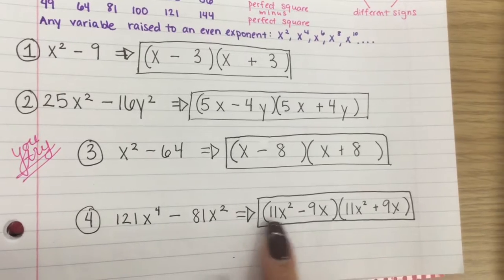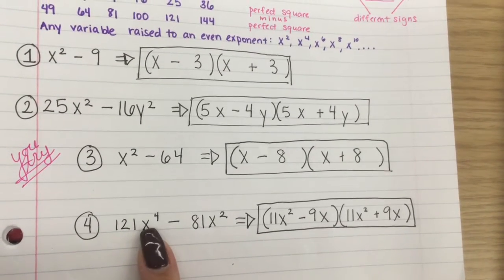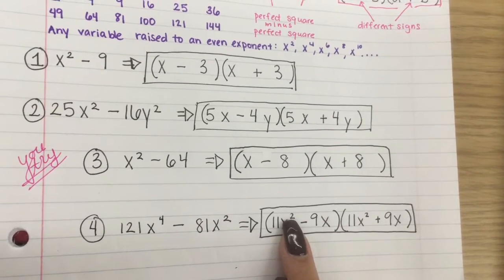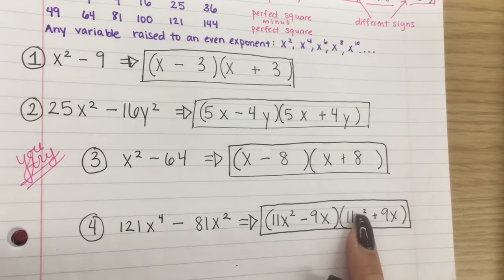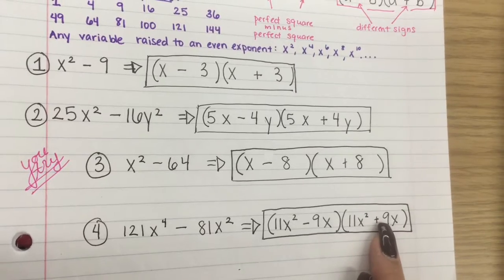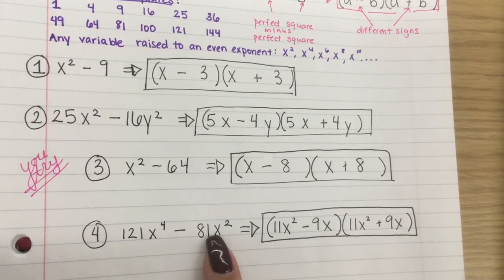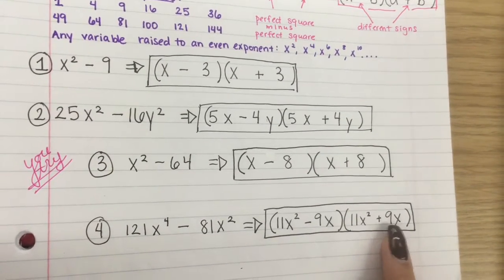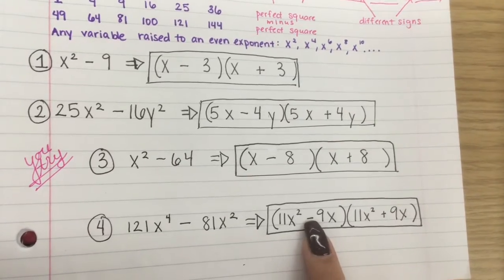Here, 11 times itself is 121. x squared times itself is x to the 4th. 9 times itself is 81, and x times itself is x squared. I also probably should have taken a GCF out of that one, but we'll worry about that later.